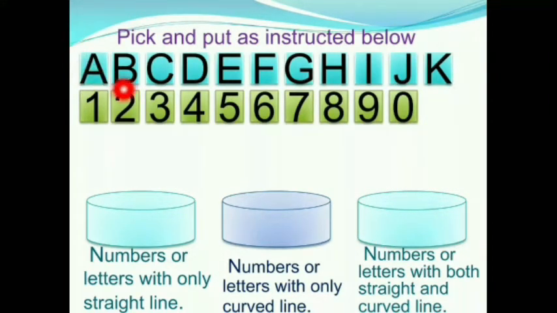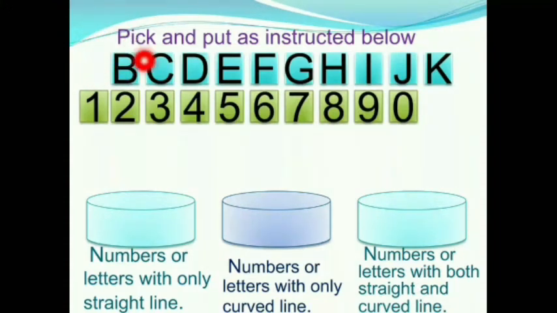First we will solve all the letters. The first letter is A. Now you say which types of lines it has. It has only straight lines. If the letter has only straight lines, then in which box should we keep it? Yes, in the first box. So we will keep it in the first box.